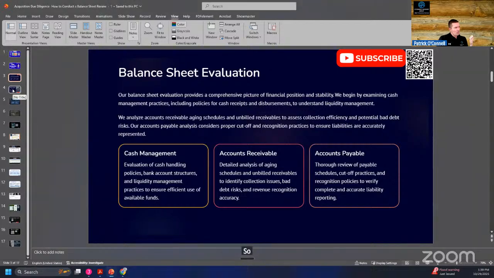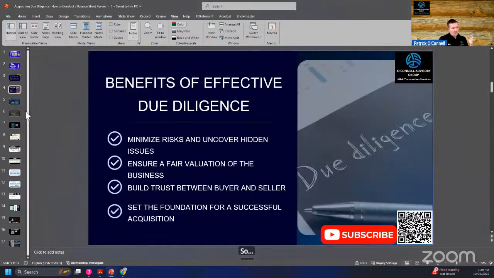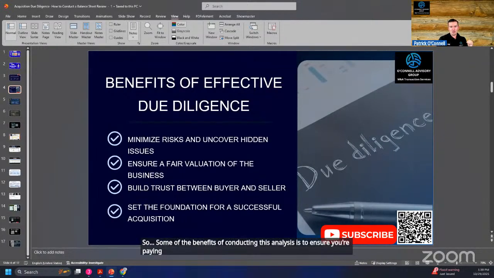So some of the benefits of conducting this analysis is to ensure you're paying a fair valuation for the business, and it's to minimize risk and uncover any hidden issues.